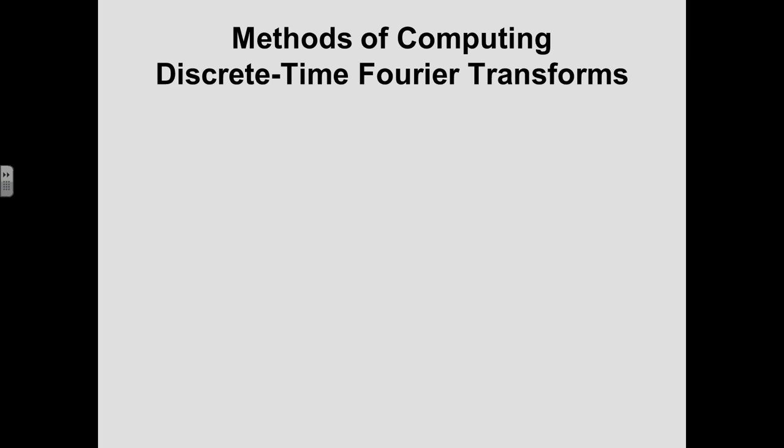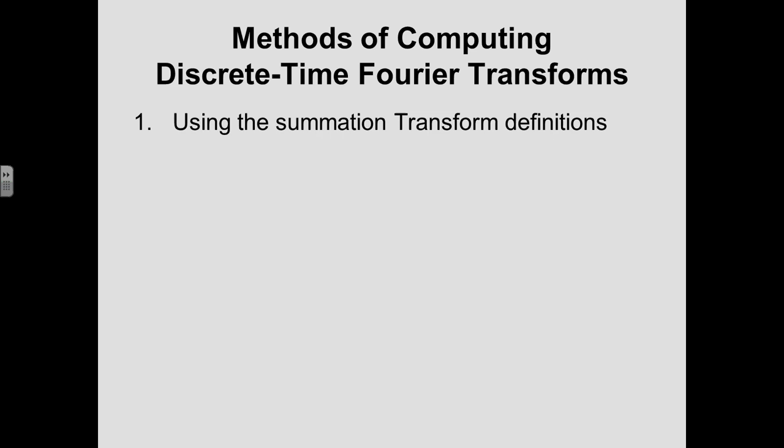Now, how do we compute the discrete time Fourier transform? Well, we've already done a few examples. We'll do a few more and try to illustrate that there's more than just one way to do this. We have several options for doing that computation. We can go ahead and use the defining summation, the transform definition, as we've done already.